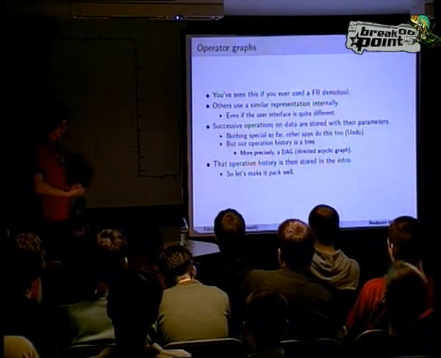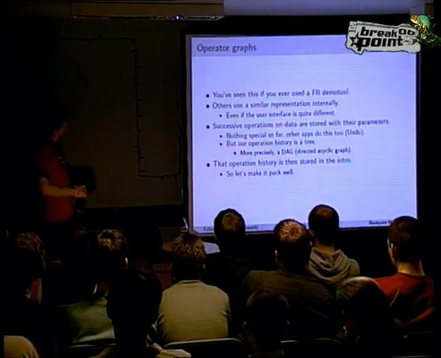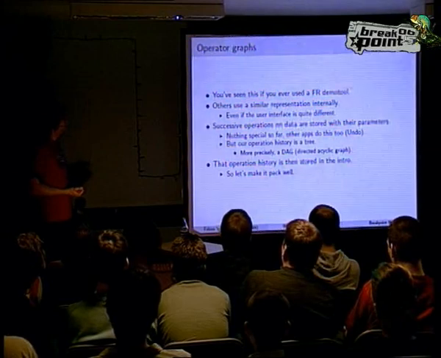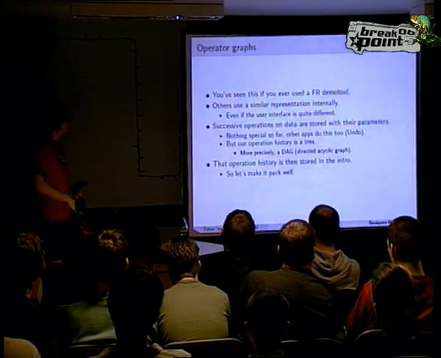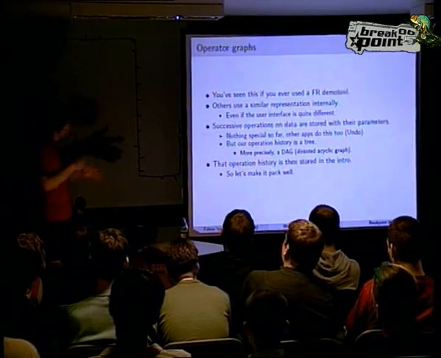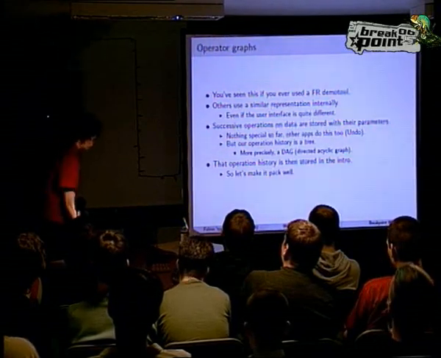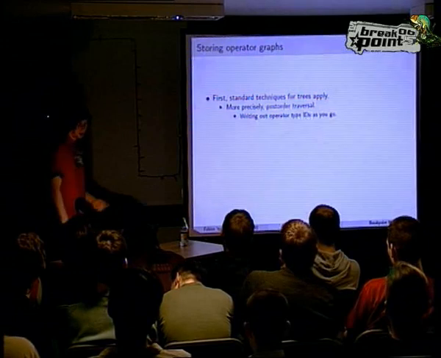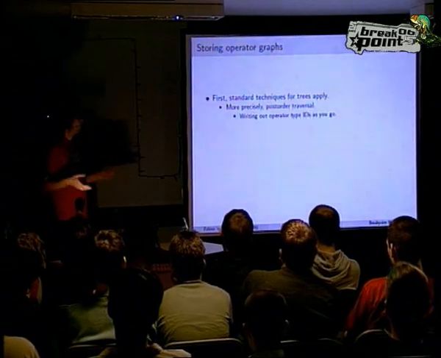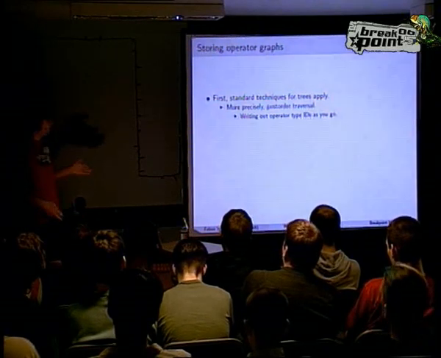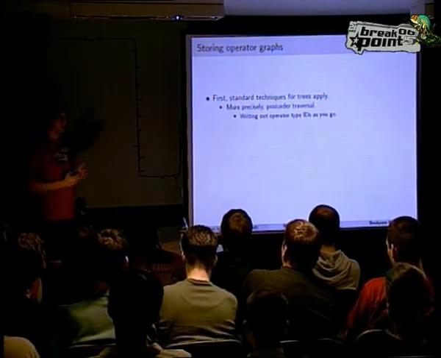This operation history, of what has to be done to reproduce the intro data that the graphician made, is then stored in the intro. So we're interested in how to make that pack well, because that is the main part of data we would store in any intro. Well, first, this is basically a tree, or looks like a tree at least. So you can use standard techniques you would use on trees.